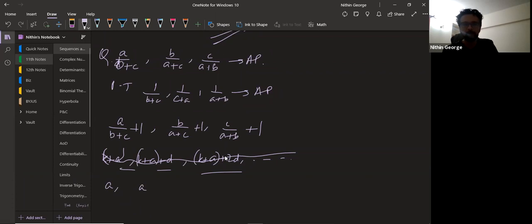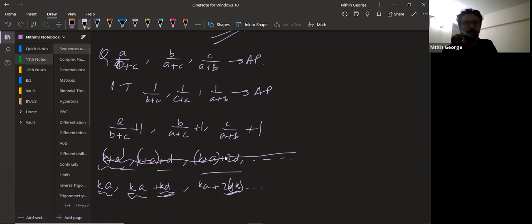Similarly, if you have a plus d, a plus 2d, etc., and I multiply each term with a constant k, what will happen? Will it be an AP? Yes, sir. When you add a constant k to each term, it's like adding k to the first term, and the common difference remains the same. When you multiply by k, you multiply the first term and the common difference as well. The common difference will be d into k.